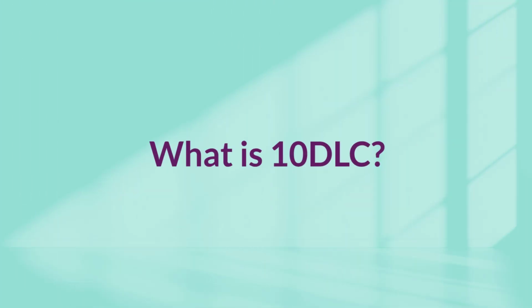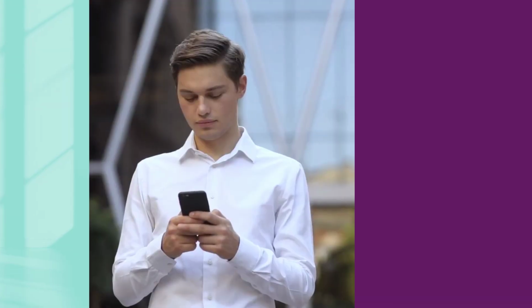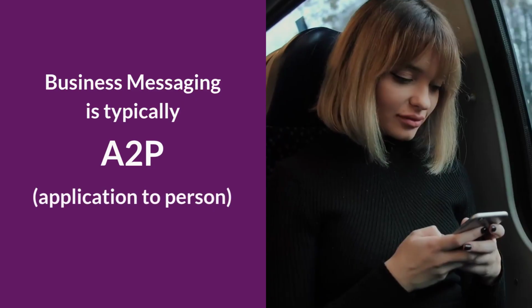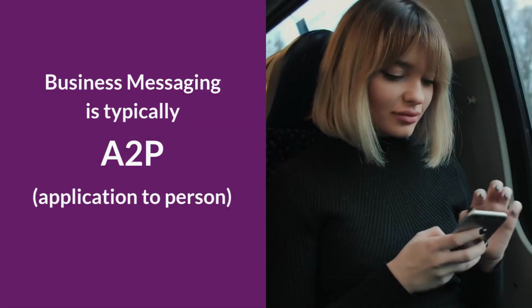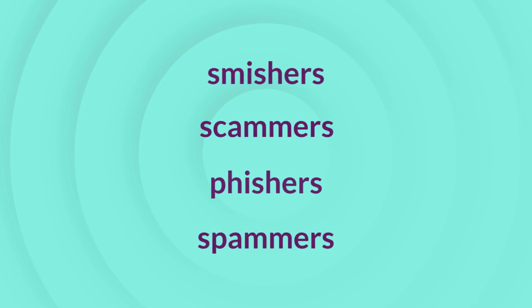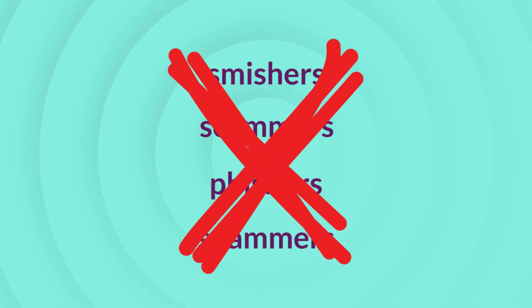10DLC is short for 10-digit long code. These are the standard 10-digit numbers you use to send A2P, application to person, business texts. Why all the hoops? Because carriers are cracking down on spam and making sure messages come from real, verified businesses.